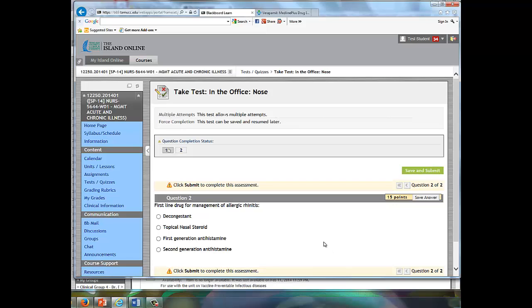First line drug for management of allergic rhinitis is a decongestant? No, that's not first line. A topical nasal steroid, maybe. First generation antihistamine, second generation antihistamine. Both of those are on the radar, but the evidence is for a topical nasal steroid.